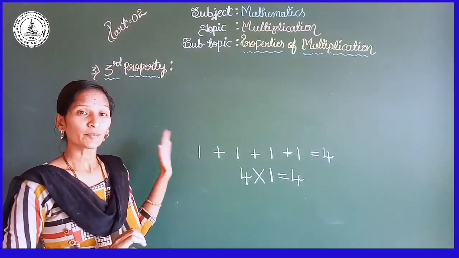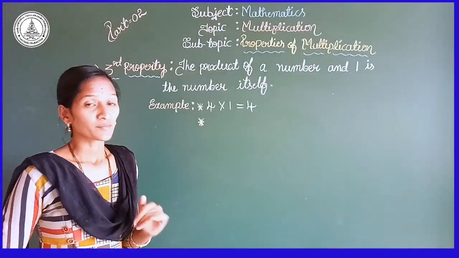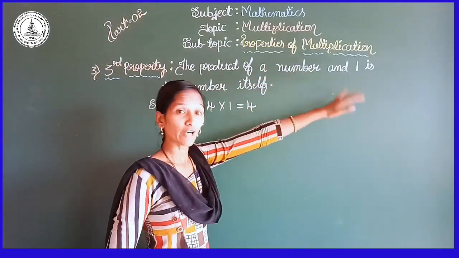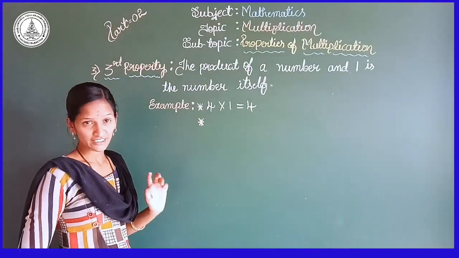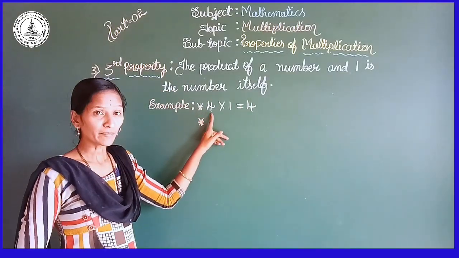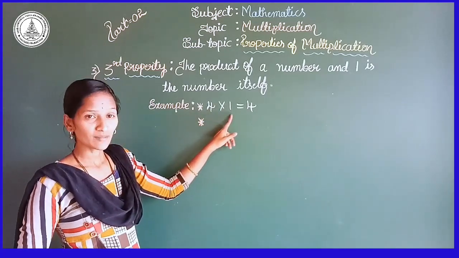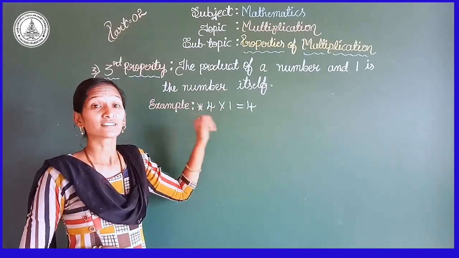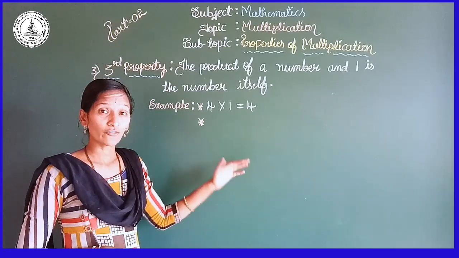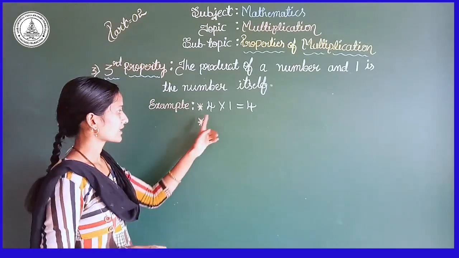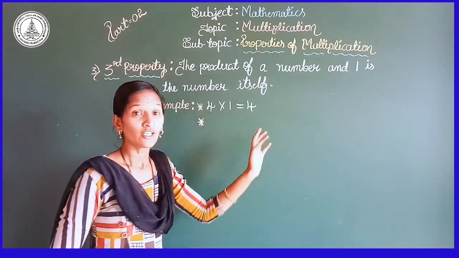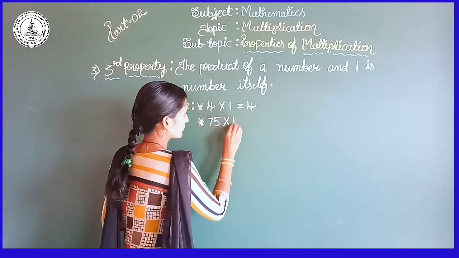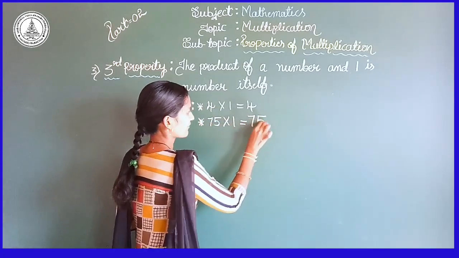So this is the third property of multiplication. Yes, my dear students, look here. The product of a number and 1 is the number itself. For example, 4 is a number, right? And the next number is 1. If you multiply a number with 1, the product remains the same number itself. The product is always the number itself. For example, 4 into 1 is equal to 4. You can take another number, for example, 75. 75 into 1 is again 75.